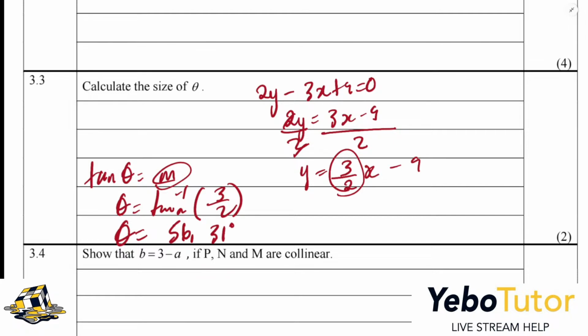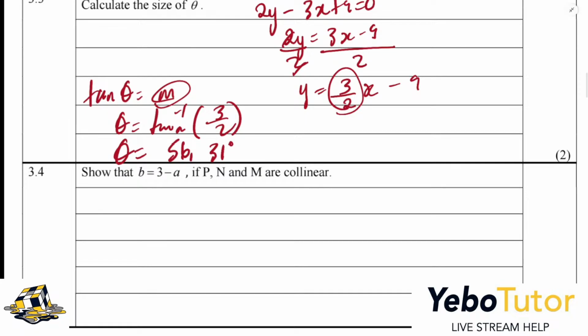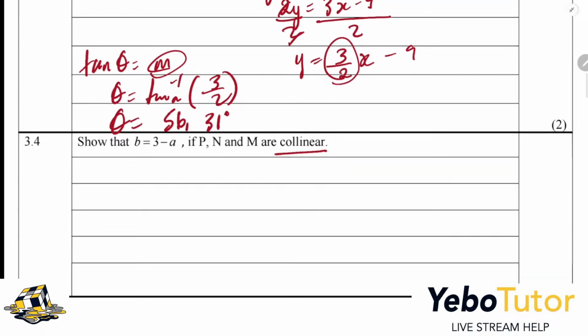On the next question, they say show that b is equal to -3 minus a if P, N and M are collinear. What does the word collinear mean? That's where the trick is. We need to understand what a collinear point is. This is already easy because we already know the equation of line PM, which is y equals -x plus 3. How can we show that b is equal to that?